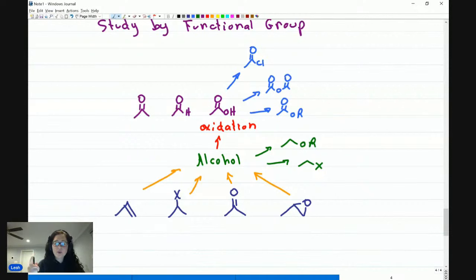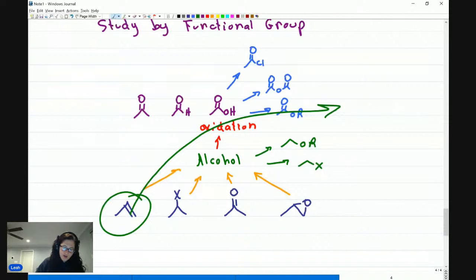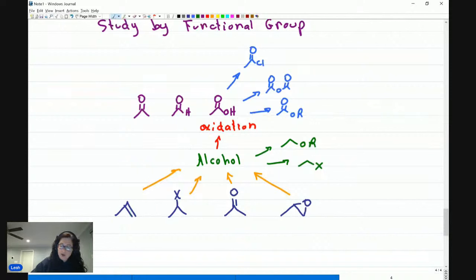Hey, Sean, I know you're in Orgo 2, so you have so many more reactions. So I challenge you, go all the way back to Orgo 1, trace it to your carboxylic acid.